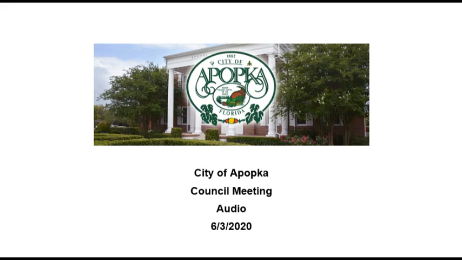Okay, next up, ordinance number 2770. Ordinance number 2770, an ordinance of the City of Apopka, Florida, amending the future land use element of the Apopka Comprehensive Plan of the City of Apopka, changing policy 3.1.I, providing for severability and an effective date. Okay, David, you back up?